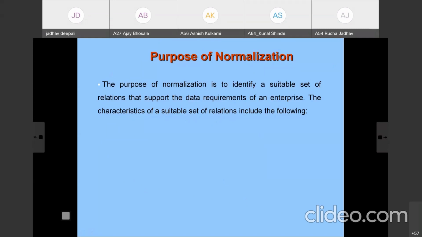The characteristics of a suitable set of relations: the course relation is there, the department relation is there, the instructor relation is there. What characteristics should that relation possess? The first one is the minimal number of attributes necessary to support the data requirement of the enterprise. I told that in the previous lectures also. So while you decide the attributes, try to use the minimal number of attributes which support the requirement of the enterprise.